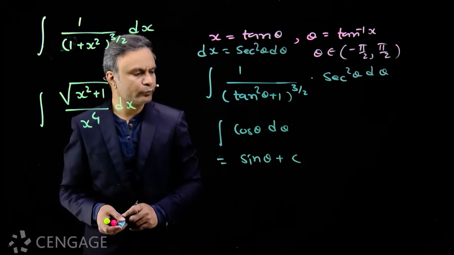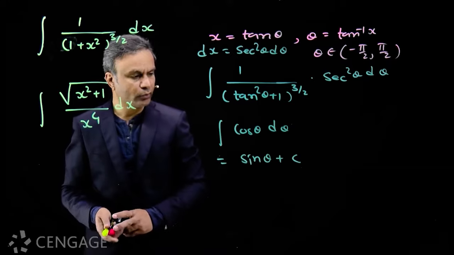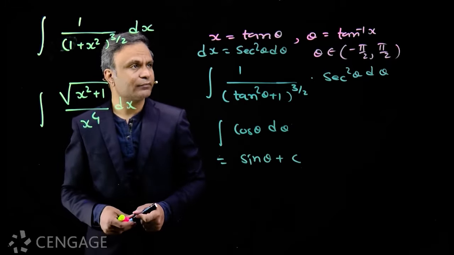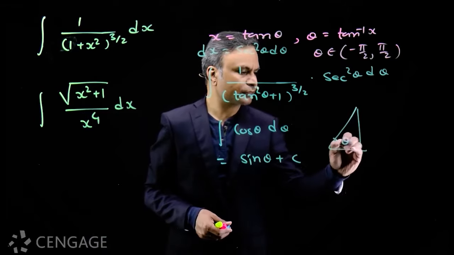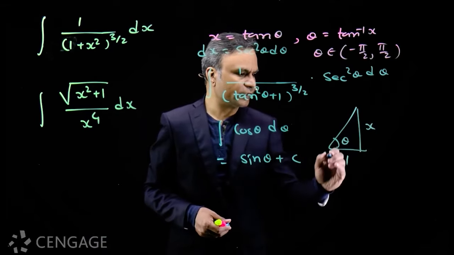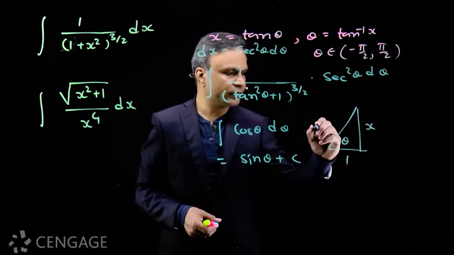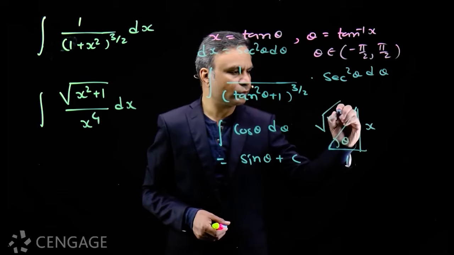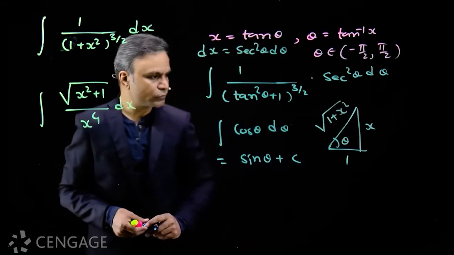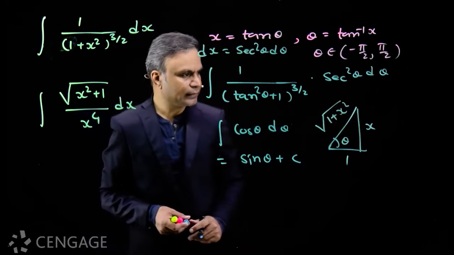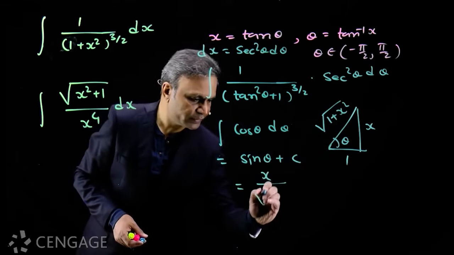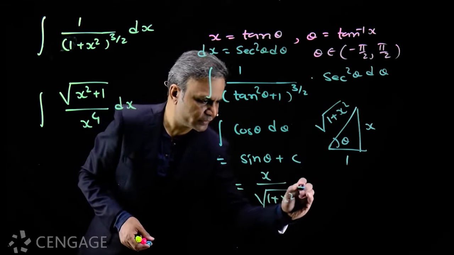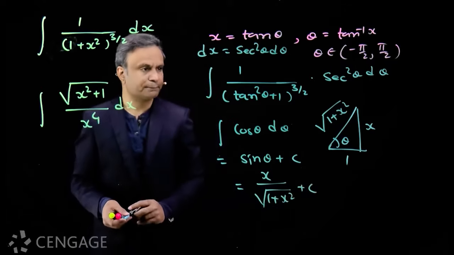Now we have to put the value of sin theta in the form of variable x. We have tan theta is equal to x. Okay, so we have this triangle. Tan theta is equal to x upon 1. Hypotenuse will be root 1 plus x square. So sin theta is x upon root 1 plus x square. So we have here x upon root 1 plus x square plus constant c.